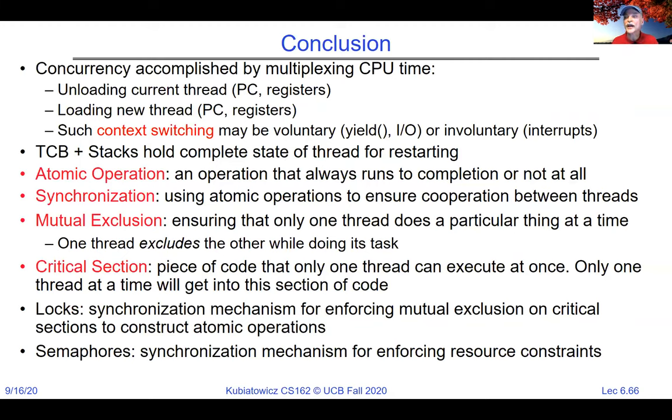Those four things together are part of the discussion and the design that's involved in understanding how to make a correct-by-design multi-threaded application. And we did a lot of discussion of locks, which is a synchronization mechanism for enforcing mutual exclusion on critical sections. I gave you some good examples. Semaphores are a different type of synchronization, more powerful than locks. Take a look at the slides. I know they talked about this in section last week as well.